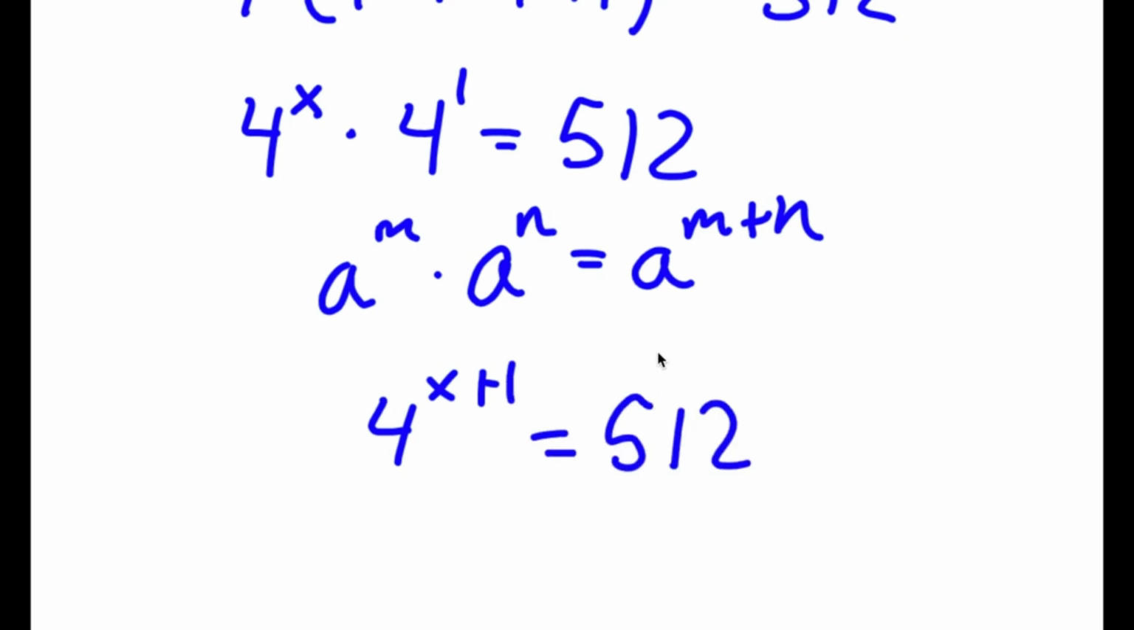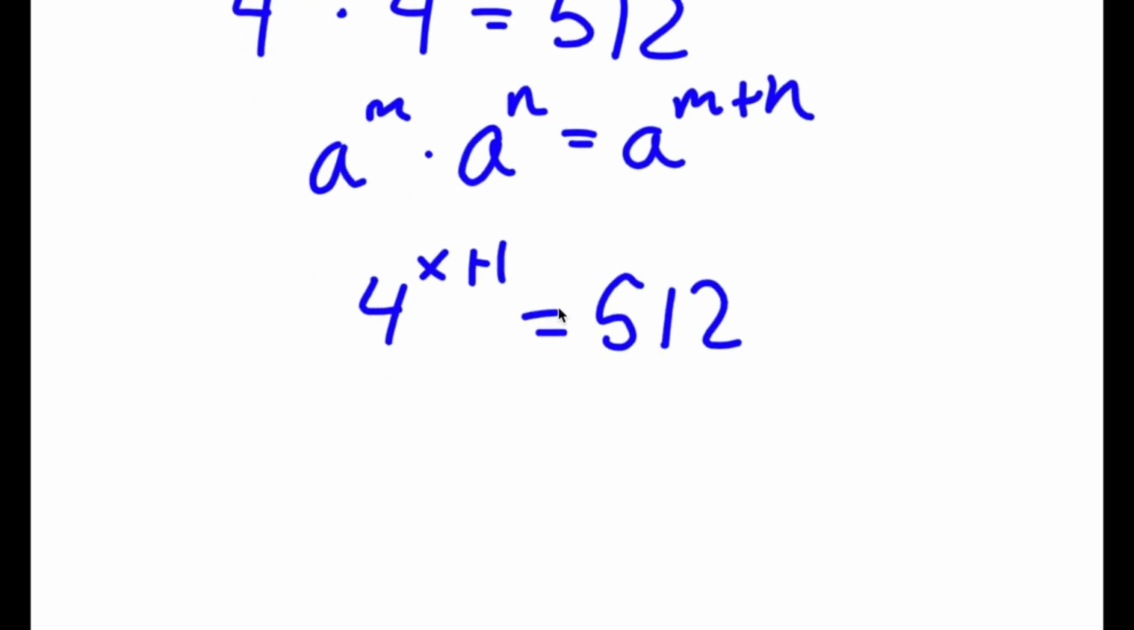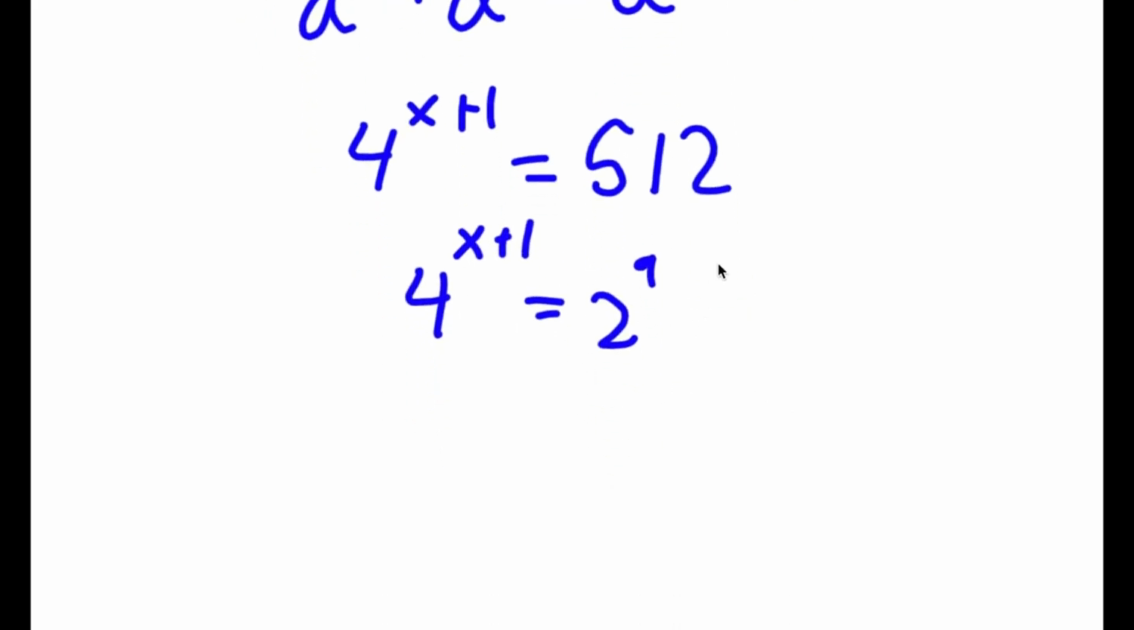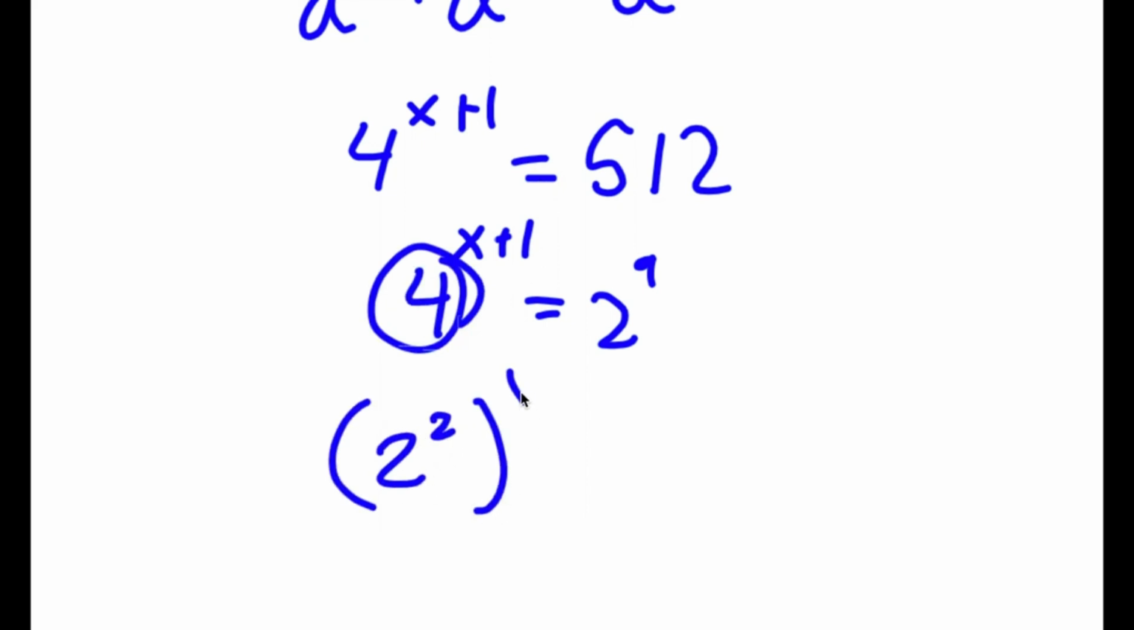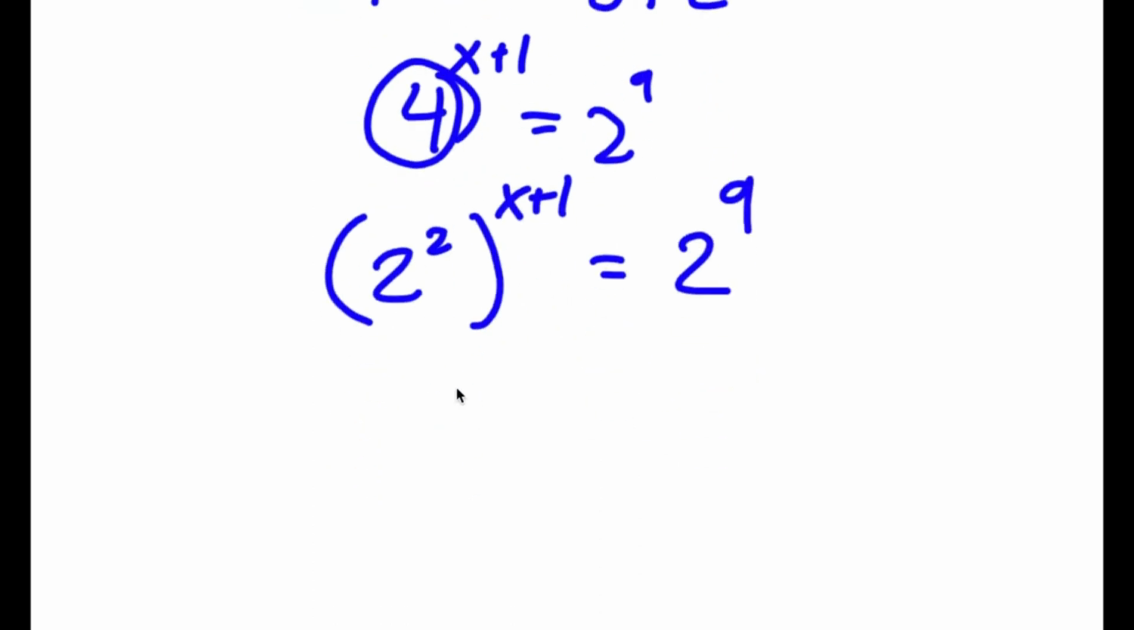So now I'm going to rewrite 512 as 2 to the power of 9. So I have 4 to the power of x plus 1 is equal to 2 to the power of 9. And 4 here, I can rewrite as 2 squared. So now I have 2 squared to the power of x plus 1 is equal to 2 to the power of 9.